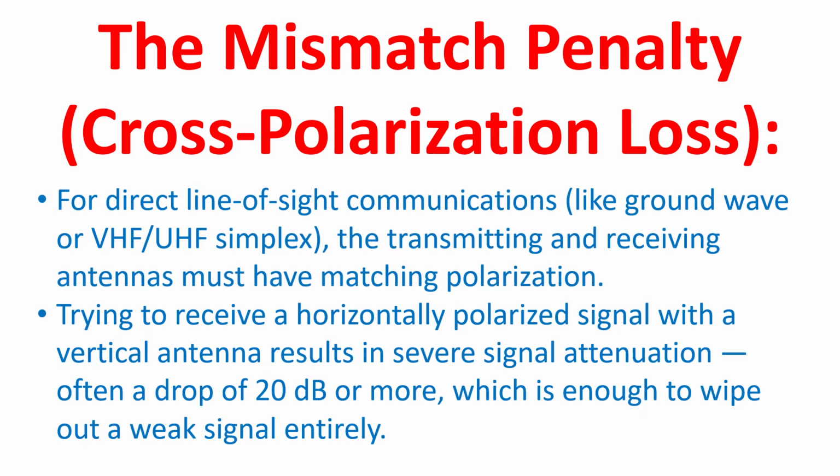The mismatch penalty, that is cross polarization loss. For direct line of sight communications like ground wave or VHF or UHF simplex, the transmitting and receiving antennas must have matching polarization. Trying to receive a horizontally polarized signal with a vertical antenna results in severe signal attenuation, often a drop of 20 decibels or more, which is enough to wipe out a weak signal entirely.